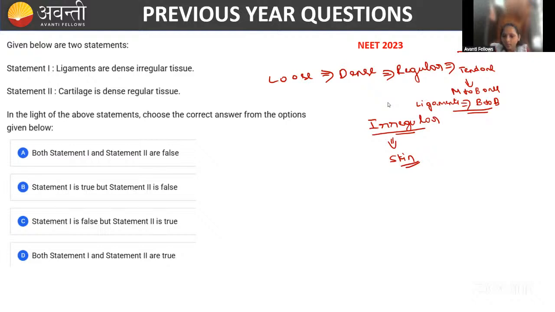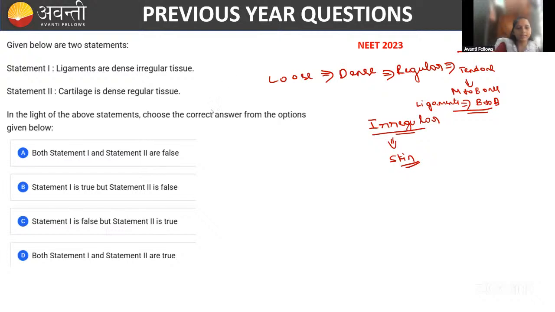All are answering wrongly. Kindly see once again statement 1, statement 2, and what I have given here. Okay, fine. I am sharing the result, guys. See here: 46% A, 23% B, and 31% C.